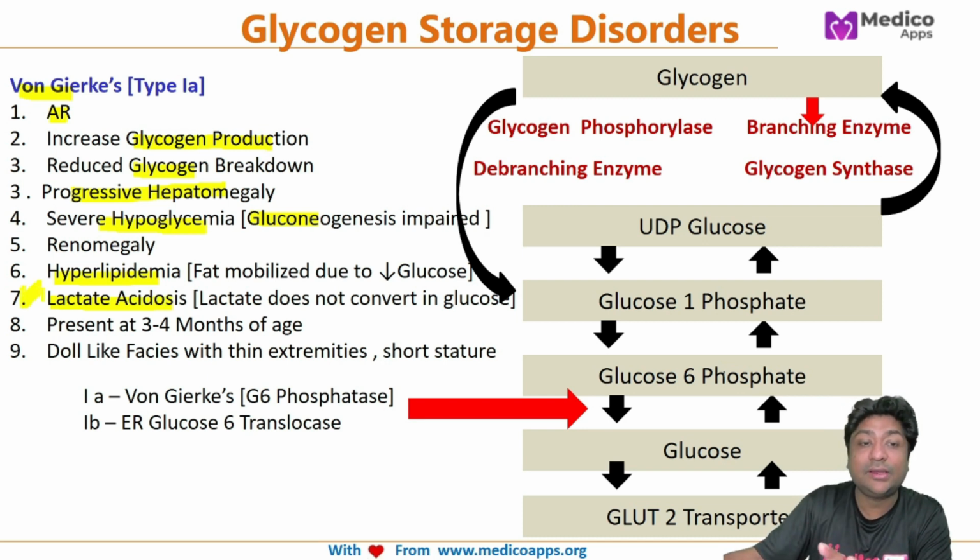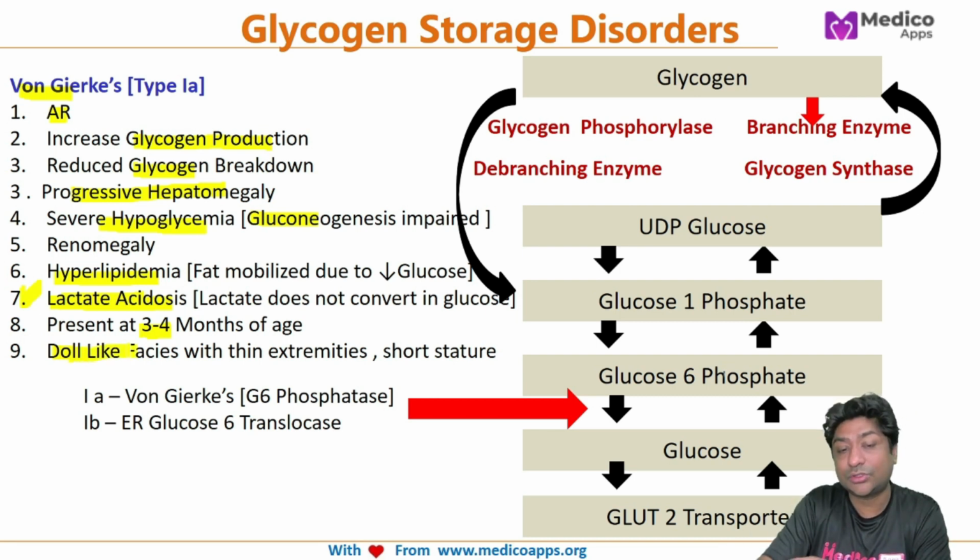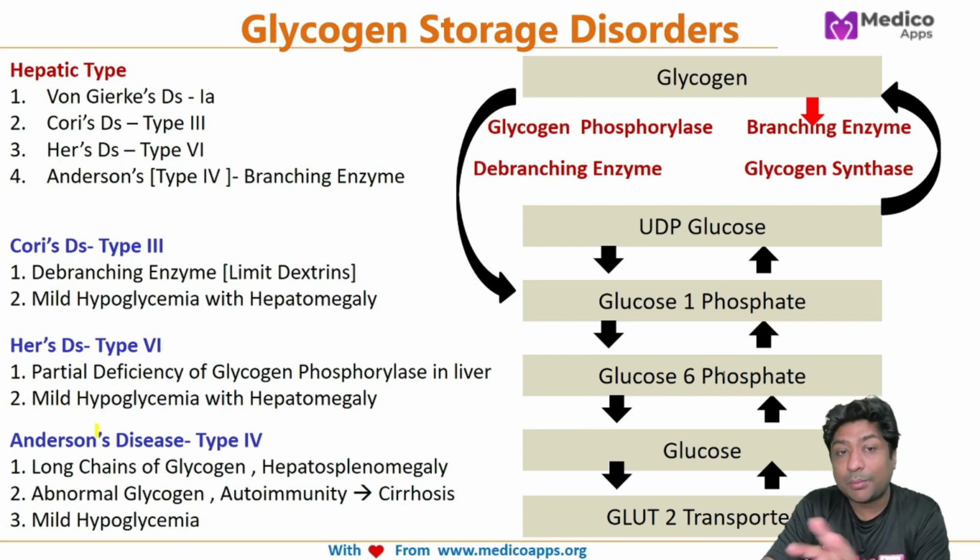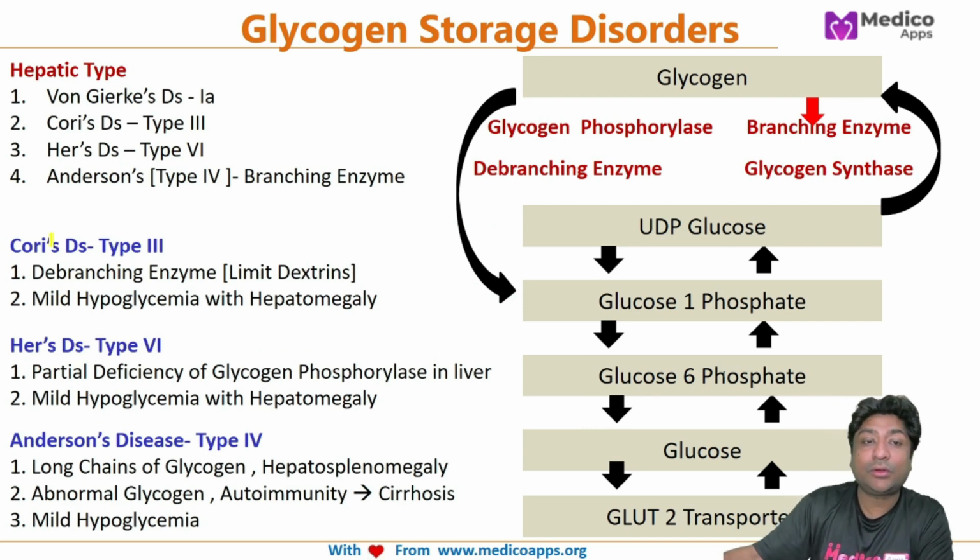And when you get a clinical case, if you see lactic acidosis in a glycogen storage disorder, you simply know that it is von Gierke's. It presents very early, in 3 to 4 months of age. Because of the hyperlipidemia and fat mobilization, these children will present with doll-like faces, short stature, and thin extremities. I've told you 1A is von Gierke's, 1B is when glucose-6-phosphate translocase is absent. When we talk about the other hepatic types, there are Cori's, Hers, and Anderson's, that is type 3, 6 and 4.